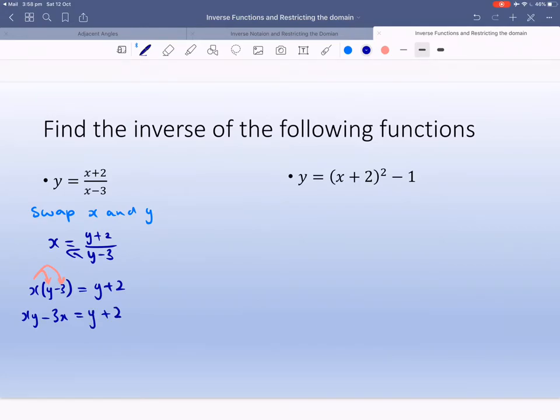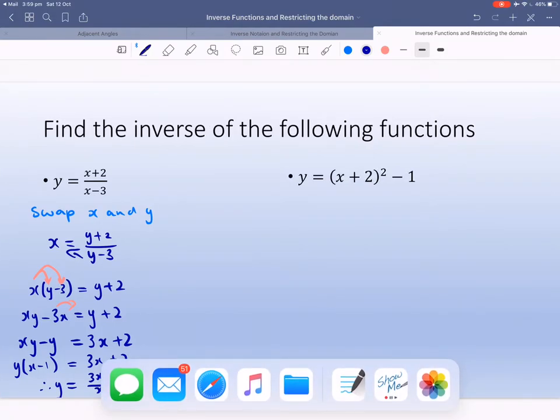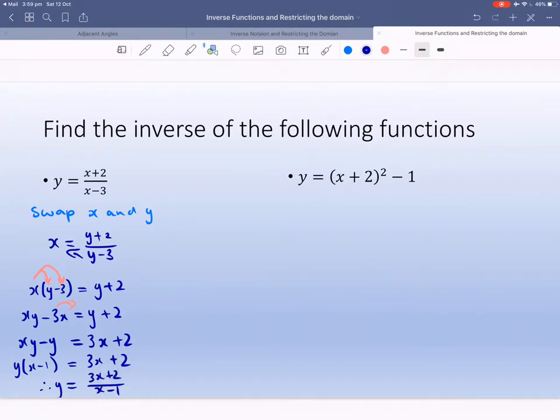Now what I'm going to do is I'm going to send the y over. So we've got xy minus y equals, and I'm going to send this guy over that side. So we've got positive 3x plus 2. All right. Now it's really good in this situation. I can factorize a y out. So I go y, and you've got x minus 1 equals 3x plus 2. Therefore, y equals 3x plus 2 over x minus 1. So all I've done is divided both sides by x minus 1.